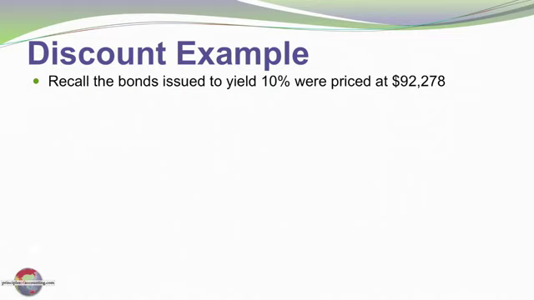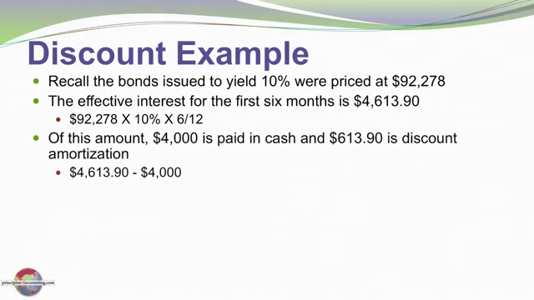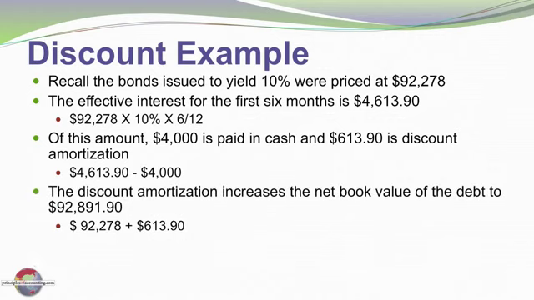We can repeat this process looking at a discount. We had another scenario where the bonds were priced to yield 10%, and that came out at $92,278. Now, the effective interest for the first 6 months is $92,278 times 10% for half a year. That is $4,613. Of that amount, $4,000 is paid in cash. That's still our 8% stated rate calculation. The difference between the expense and the cash payment is discount amortization of $613.90, and the discount amortization increases the net book value of the debt after the first period to $92,891.